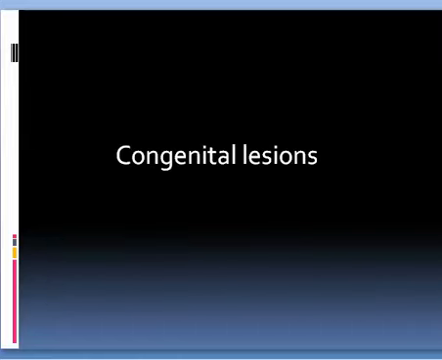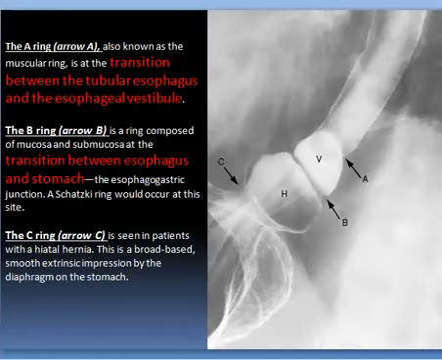First, a few words about congenital lesions. Remember that you have some normal rings. The A ring, also known as the muscular ring, is the transition between the tubular esophagus and the esophageal vestibule. The B ring is composed of mucosa and submucosa at the transition between the esophagus and stomach, the esophagogastric junction. This ring would occur at this site.